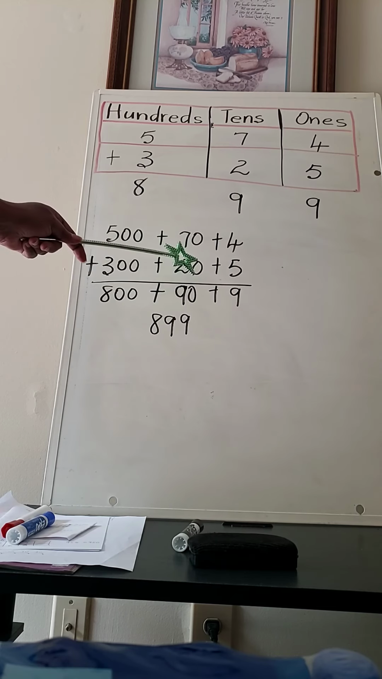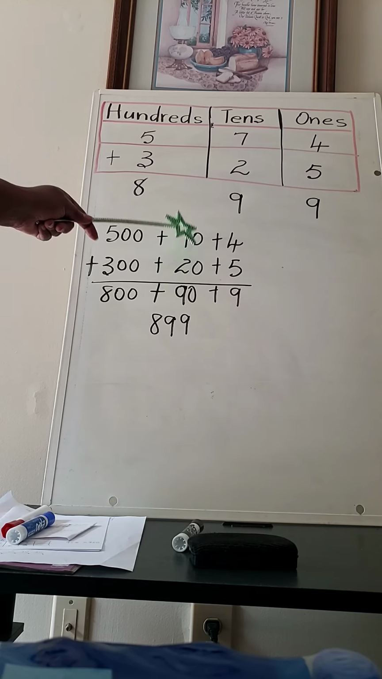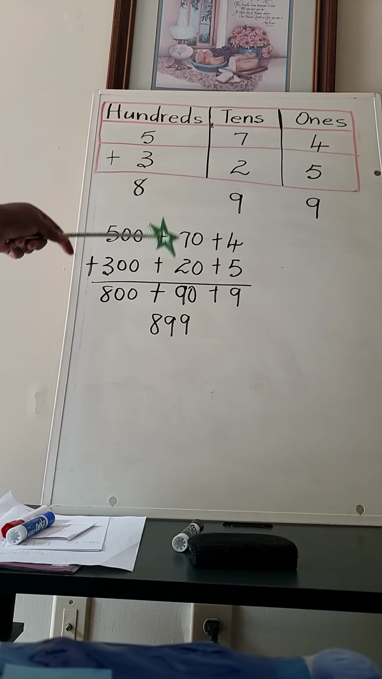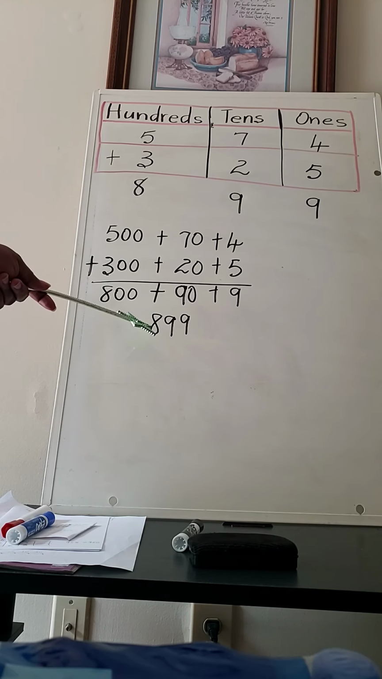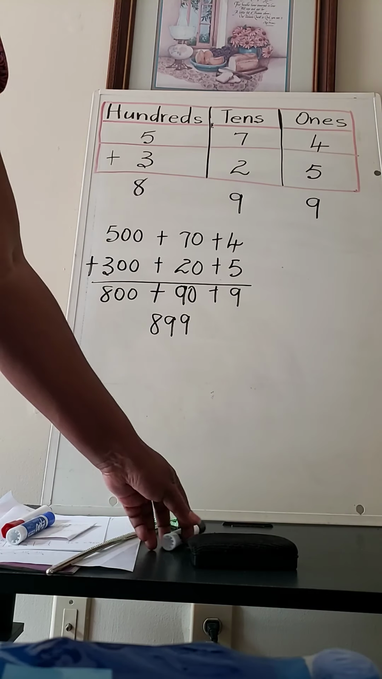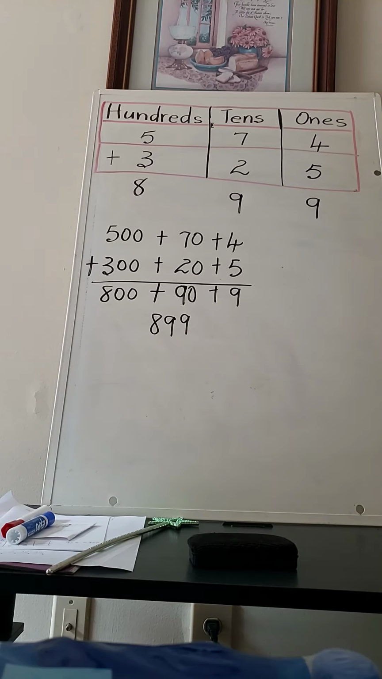Or you could break it apart: 0 plus 0, and 7 and 2. And then you have 500 plus 3 more 100 equals 800. So the answer is 899. We can also have that in picture form.